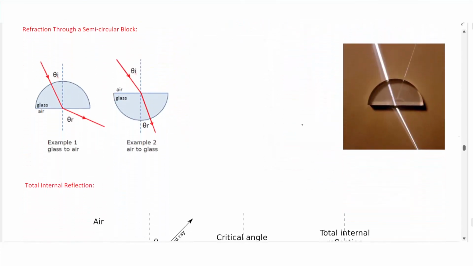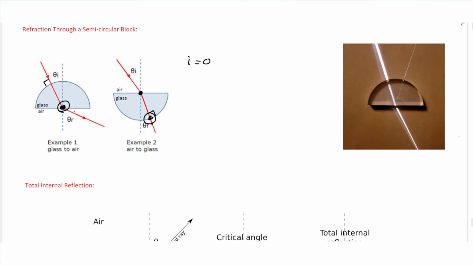Now we talk about semicircular blocks. If you have a ray of light that is directed towards the center of the curvature of the block, the ray of light will have an angle of 90 degrees with the surface as it enters the block. Or if you have a ray of light that is coming from the center and going out of the block, it will also be incident at 90 degrees with the surface, or incident normal to the block. So the angle of incidence is actually 0. So there will be no bending at these points.